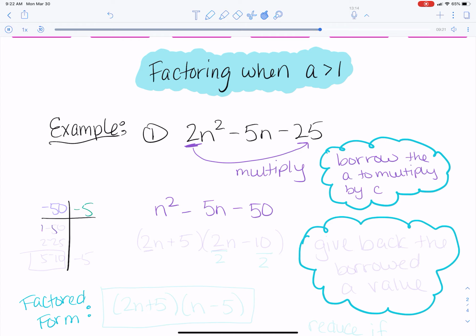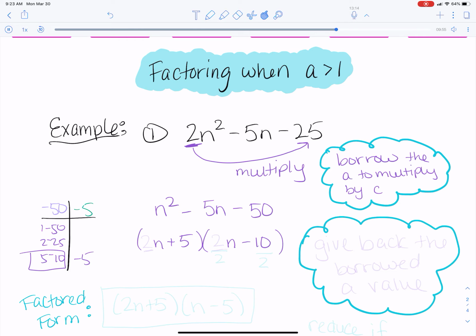So you can list your factors of 50: 1 and 50, 2 and 25, 5 and 10. We have to multiply to a negative 50, but add to a negative 5. So my bigger number is going to be negative. So the 5 and negative 10, we can see are my factors. They're going to add to a negative 5. So when we're factoring, I'm going to leave some space because we would have n plus 5 times n minus 10.